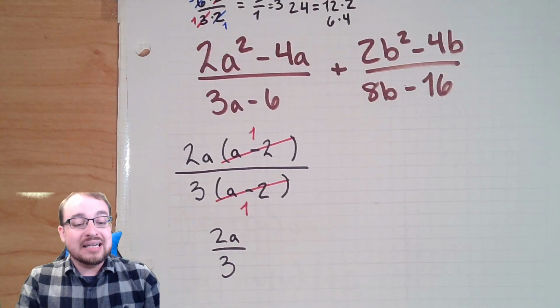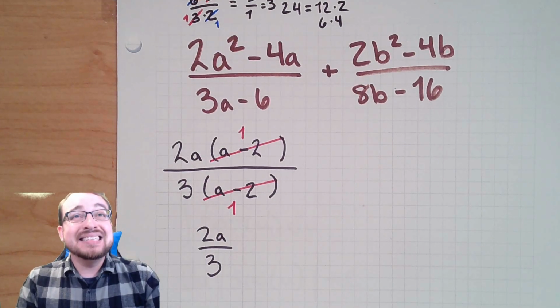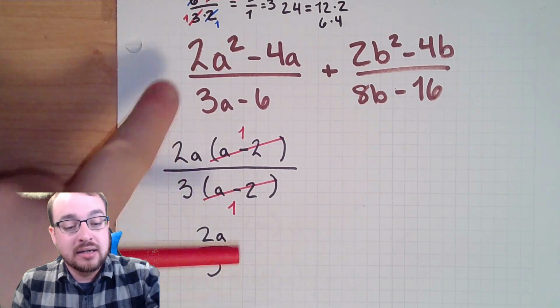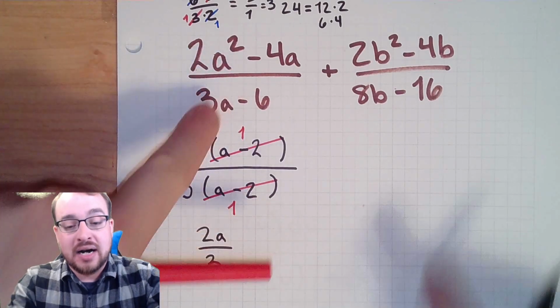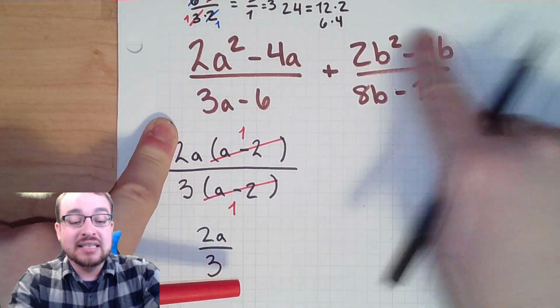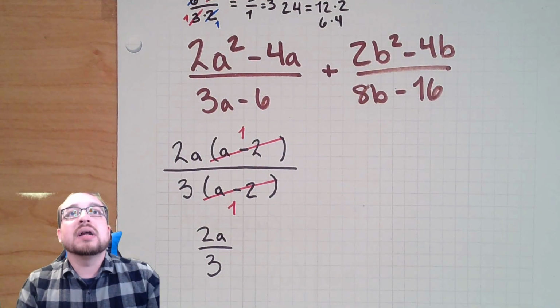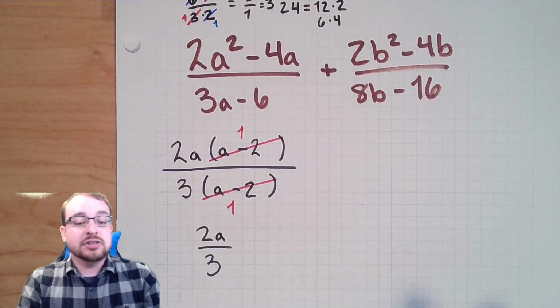So before getting common denominators, it's often best to see if you can simplify first. Because if I didn't simplify, I'd be multiplying this by 8b minus 16 in top and bottom, right? And I'd be multiplying this by 3a minus 6 in top and bottom, which is much more work than I'd like to do. So if I can avoid it, I should simplify.